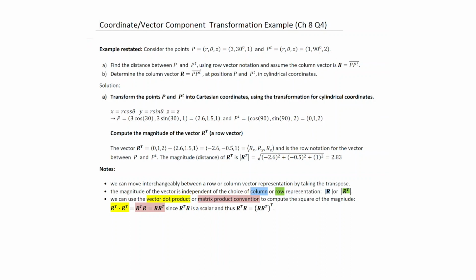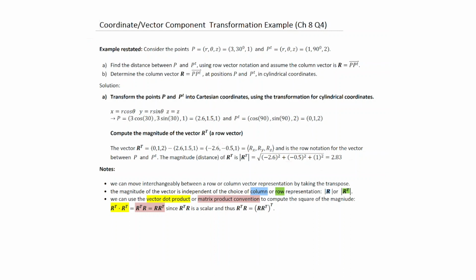And then compute the magnitude of the vector R of PPT, a row vector. All right, so these are already in row vector form. So the vector R would be just 0, 1, 2 minus 2.6, 1.5, and 1. All right, so that's the difference between those two vectors that we've chosen. So we have 0, 1, 2 here, and this one here. So this is R PPT. And if you do that, you get this value, and that's just going to have an Rx, Ry, and Rz component.